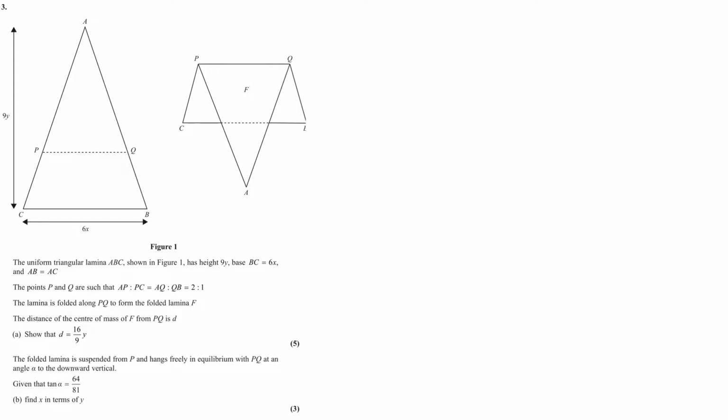Okay, here we have a centre of mass question. Now, first of all, let's find the mass of the whole shape. And it is 6x base, 9y of the height. So triangle ABC is half times 6x times 9y. So 27xy. So that is the area of triangle ABC.